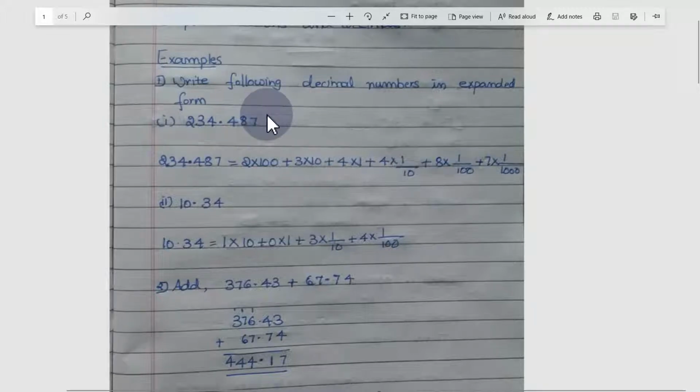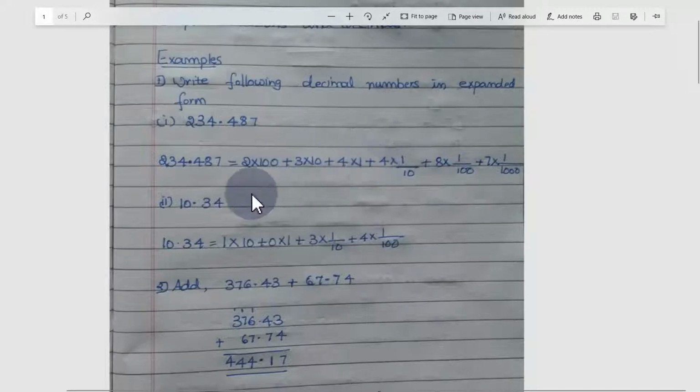Place value of decimal numbers also you have learnt in your previous class. So here, while expanding the number, before decimal point, as usual, you have to expand the number like number expansion. That means 234. Just consider only before decimal point digits, number is 234. In that it contains unit place, tens place, and hundreds place. So how to expand this? 2 into 100 plus 3 into 10 plus 4 into 1.